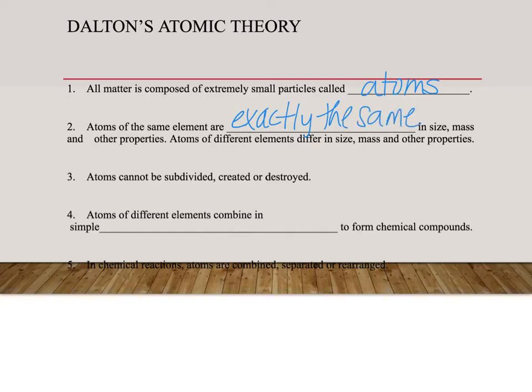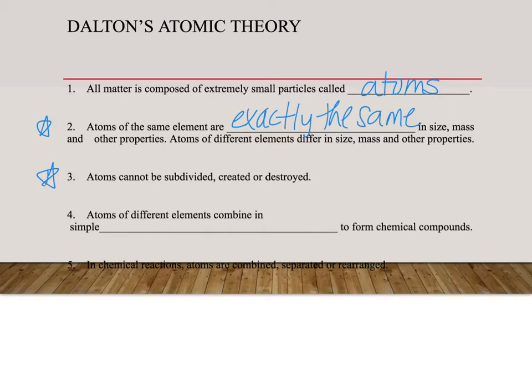And that means they're exactly the same in size, mass, and other properties. And then he said atoms of different elements differ in size, mass, and other properties. And while we're here, I want you to go ahead and put a star by number 2, and I'll explain why in a minute. And then in postulate number 3, he said atoms cannot be subdivided, created, or destroyed. So I also want you to put a star by that, and again, I'll explain why in a minute.